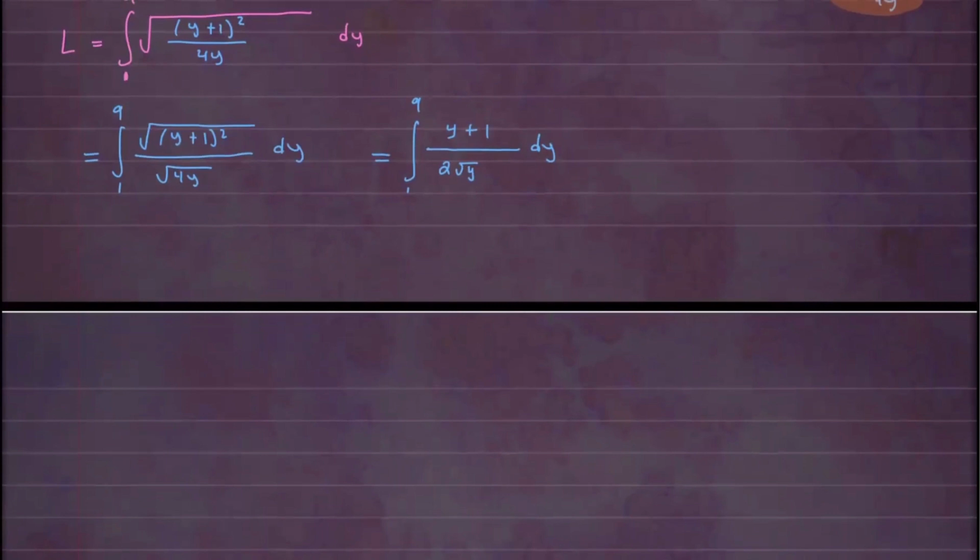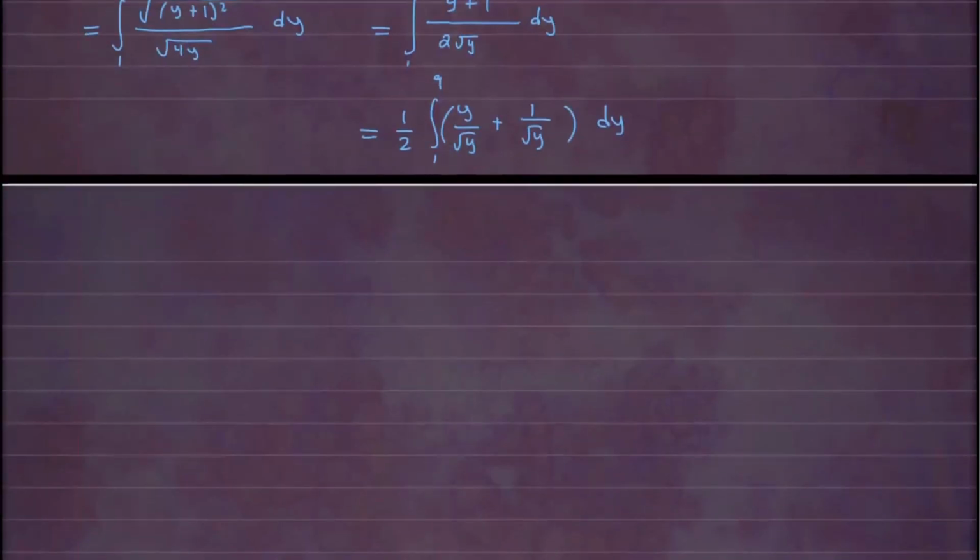And now here, I'm going to go ahead and simplify further. So I will take out the factor of 1/2 because I have a 2 in the denominator, times the integral from 1 to 9 of (y plus 1) over the square root of y dy. Now here, since I have a single term in the denominator and 2 terms in the numerator, I separate them into 2 fractions like this. So you'll have y over the square root of y plus 1 over the square root of y. And now we integrate each term with respect to y.